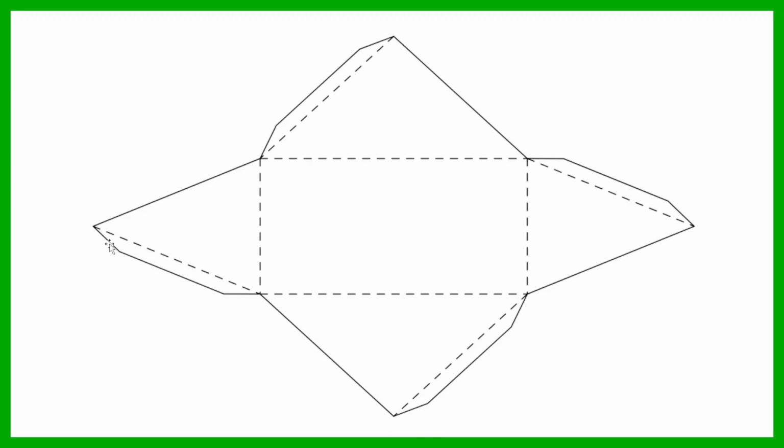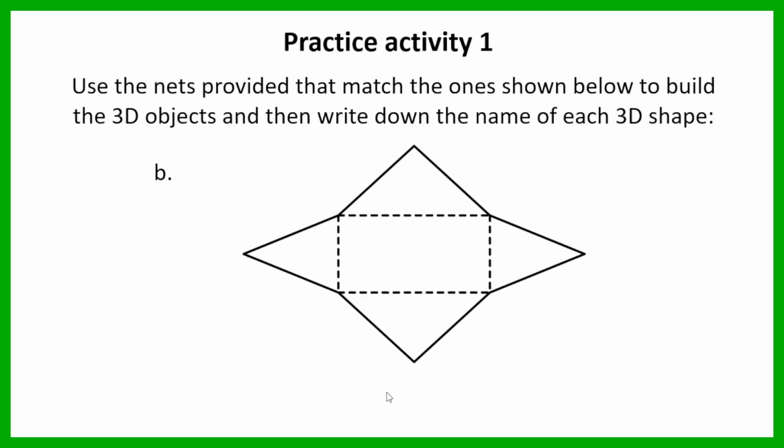Just like in the last one, you're going to cut out on the solid lines, fold on the dotted lines, and then use glue to stick down the tabs to create your 3D object. And once you've done it, I want you to then write down the name of whatever 3D object you end up with. Okay, so you can pause the video and you can go and do that quickly.